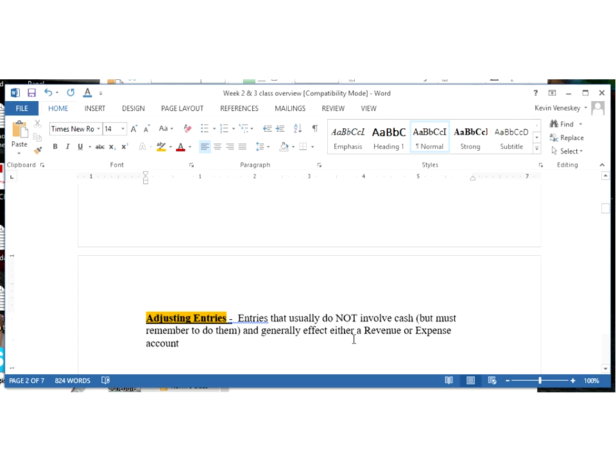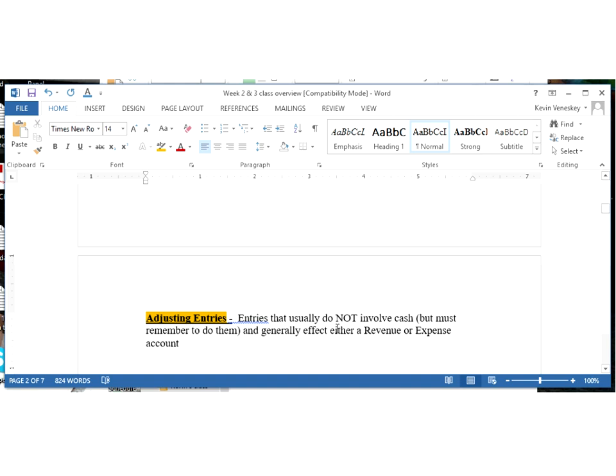But what happens then when I get to the end of January? I still don't want to show I have a prepaid rent. At that point, I need to show it as a rent expense. And that's what an adjusting entry does. An adjusting entry moves that amount that was in prepaid over to your regular rent expense for the following year.